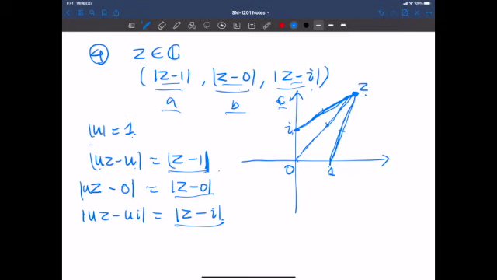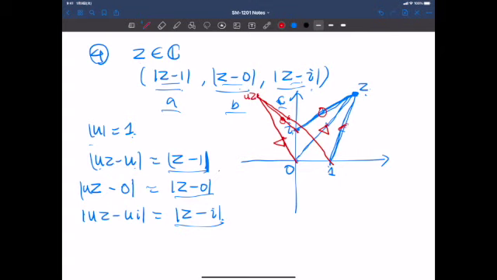So there is somewhere on this plane a point, that's uz, that has the same distances from the origin and from i and from 1. So this distance is the same as this distance, and this distance is the same as this distance, and this distance is the same as this distance. So what is this point?